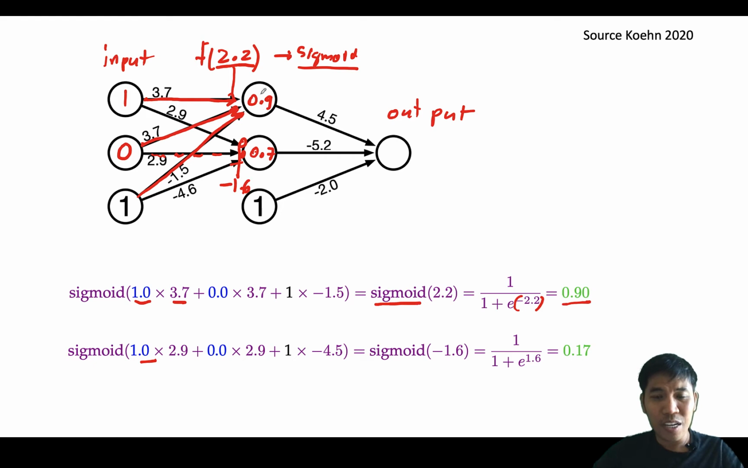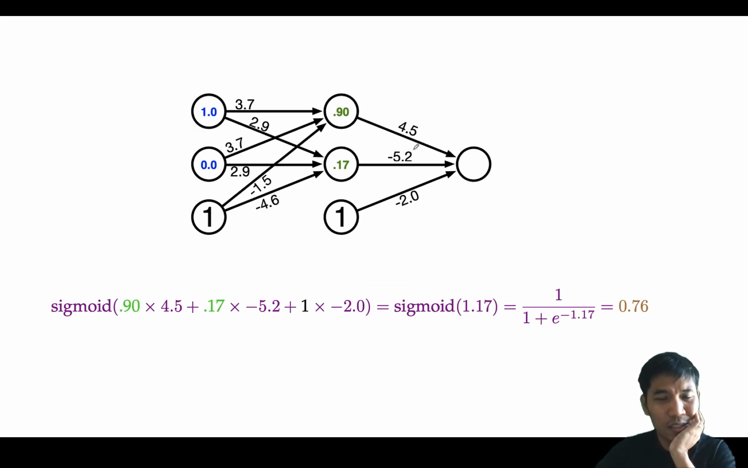We sum up again with the weights here, and we can get the output. It's something like that. We sum up: it is about 0.9 times 4.5, 0.17 times minus 5.2, plus this 1.2, and we add this into the sigmoid, so it equals 1.17. And the last one is 0.6. This one is the input, and the last one is the output.